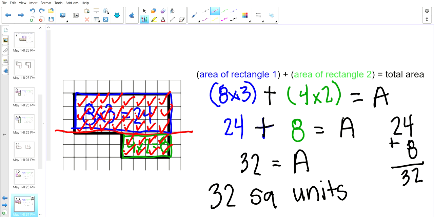Our answer was correct. Thank you for solving the area of rectilinear figures with me today, third grade. You are now ready to complete your assignment.